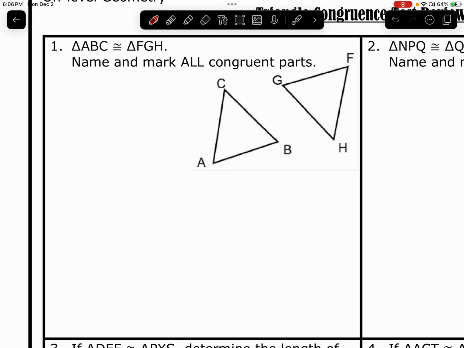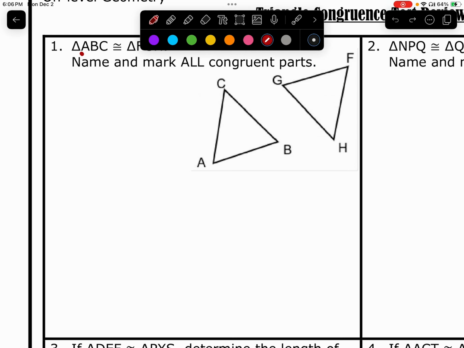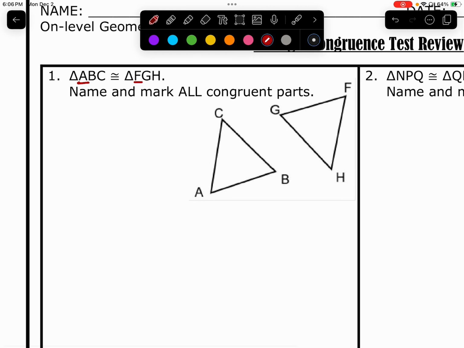Number one, triangle ABC is congruent to triangle FGH. So right off the bat, I'm going to go ahead and mark this figure. So we know that A and F are congruent. We know that B and G are congruent, which means these sides between those angles are also congruent.